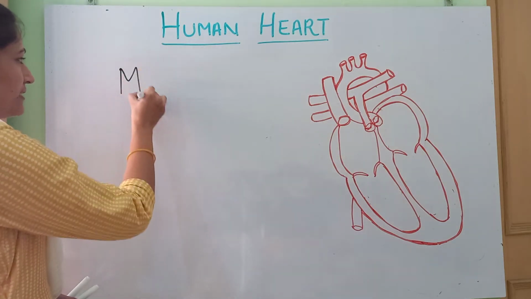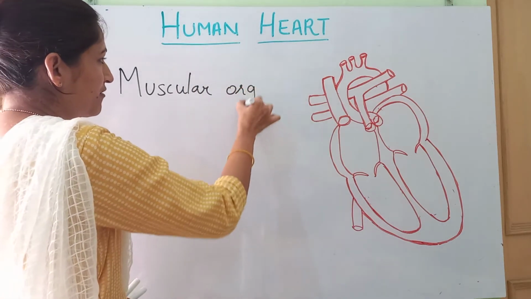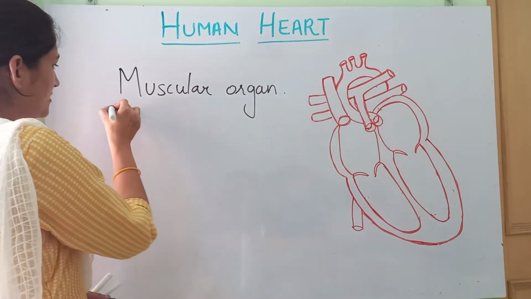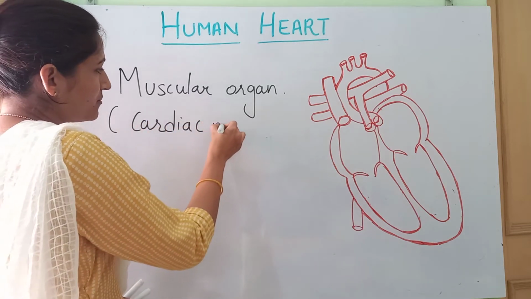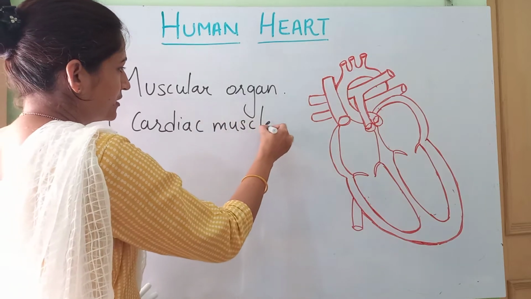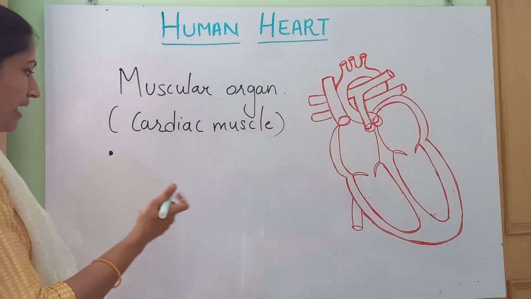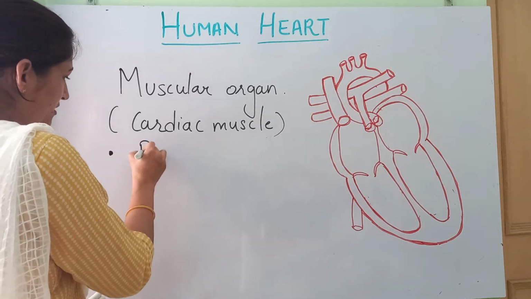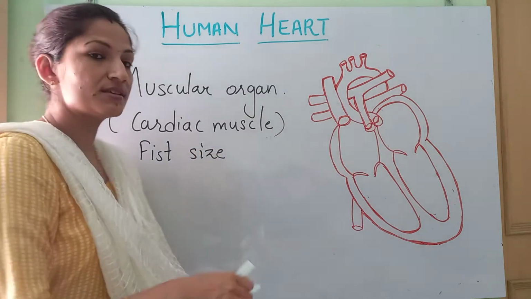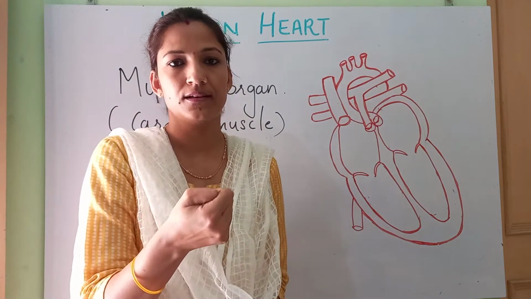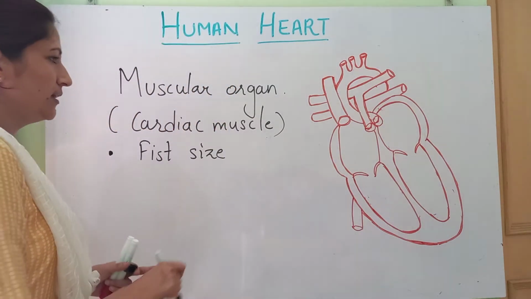The heart is a muscular organ, made up of muscles, and we know that. Specialized muscles are present in the heart, which are the cardiac muscle. The heart is made up of cardiac muscle. It is as big as our fist. Fist size. If we close our fist, this much is the size of the heart of an adult human.